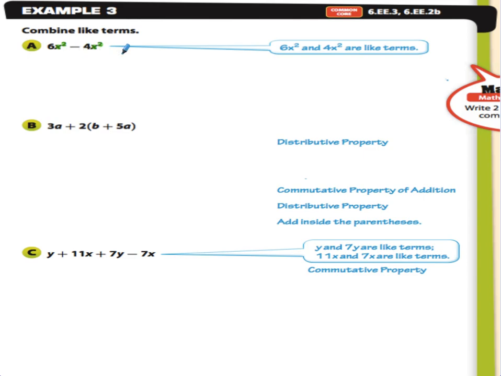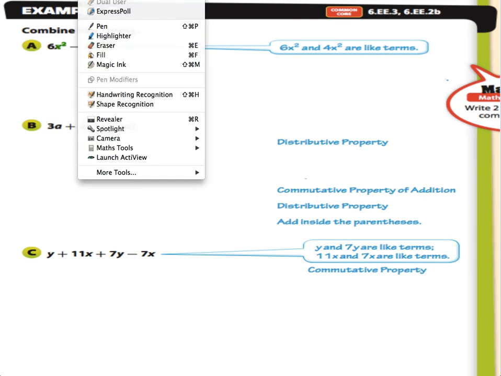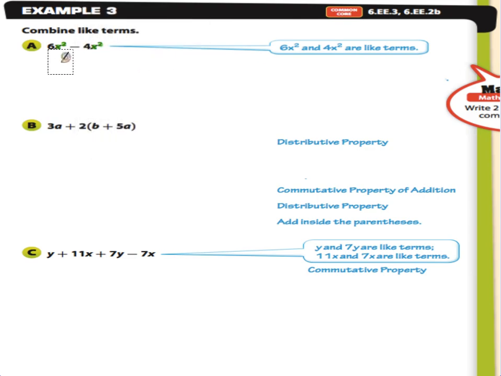It does not matter that your coefficients are two different numbers. So you combine them using the operation that is given to you. So in this case, the operation is subtraction, and you're doing 6 minus 4. 6 minus 4 is 2, and then you keep your variable and the exponent, so you get 2x squared.